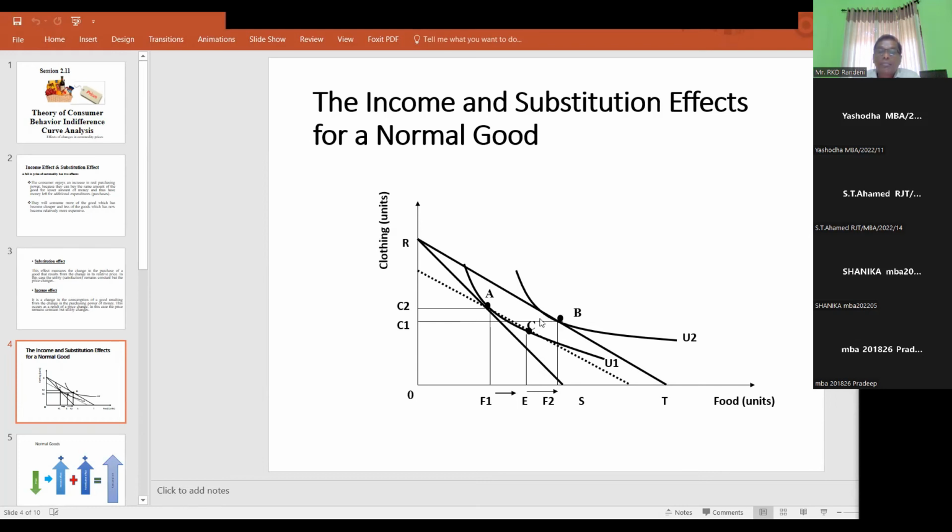That effect consists of two effects, that is substitution effect and income effect. To measure these two effects, there is a strategy we have to use. We have to draw a line parallel to the new budget line and touch U1, that is indifference curve 1.